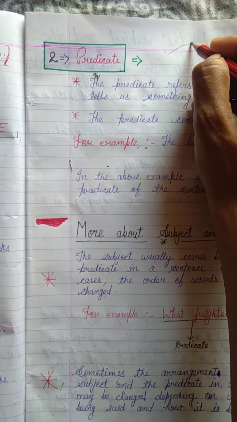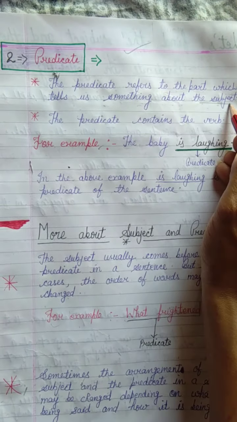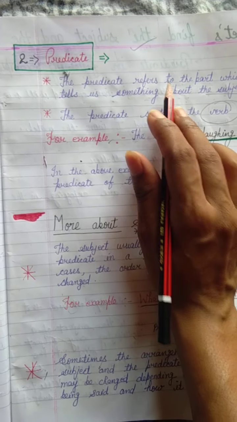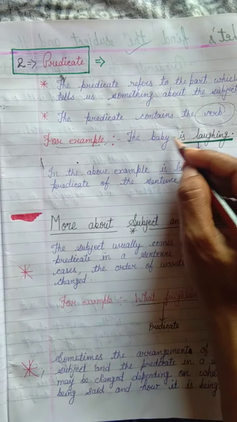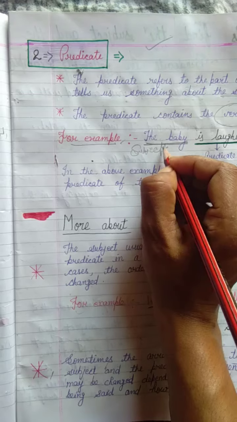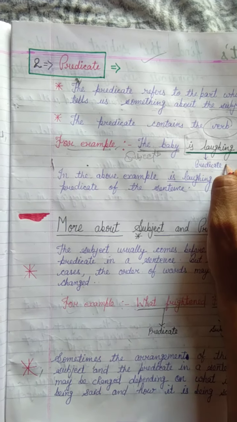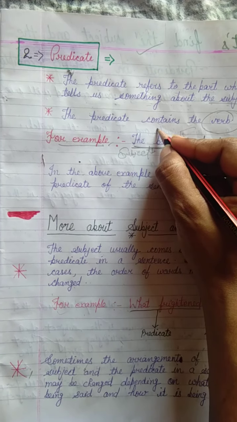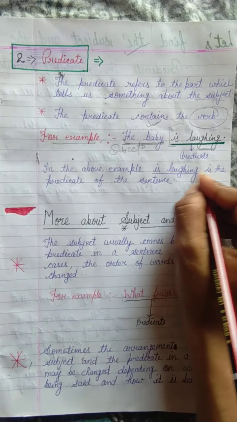Now, let's talk about the predicate. What is the predicate, students? The predicate refers to the part which tells us something about the subject. The predicate contains the verb. In simple words, the other part of the sentence that tells us about the subject is the predicate of the sentence. In this example, the baby is laughing. We have already learned that the baby is a noun, so it is the subject. The other part from the main verb to the object is the predicate. It tells about the subject, so it is the predicate. A predicate is what the subject does. It tells the action of the sentence. In the above example, is laughing is the predicate of the sentence.